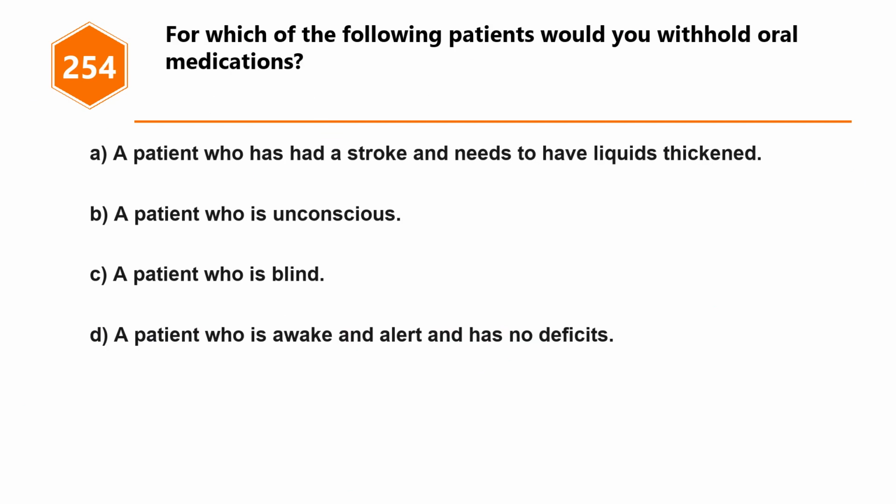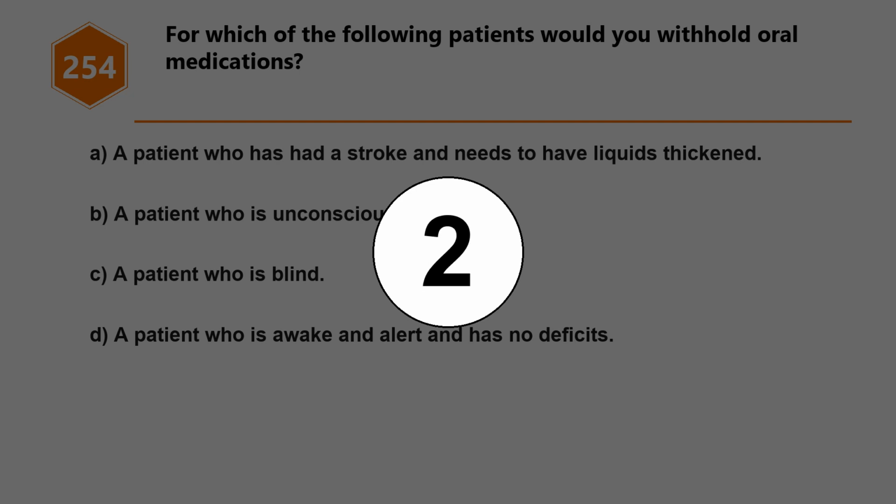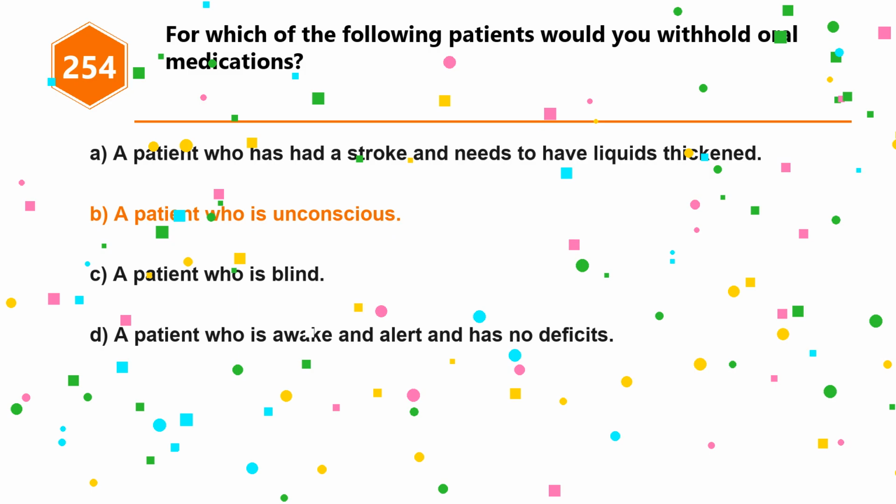Question 254. For which of the following patients would you withhold oral medications? Option A, a patient who has had a stroke and needs to have liquids thickened. Option B, a patient who is unconscious. Option C, a patient who is blind. Option D, a patient who is awake and alert and has no deficits. The correct answer is option B, a patient who is unconscious.